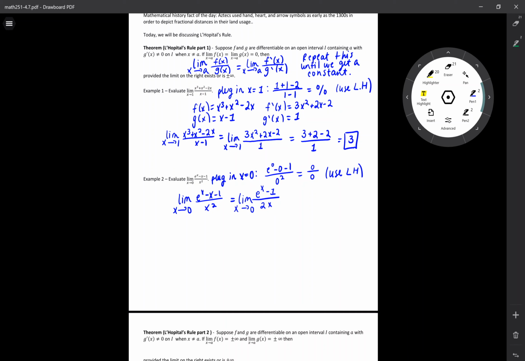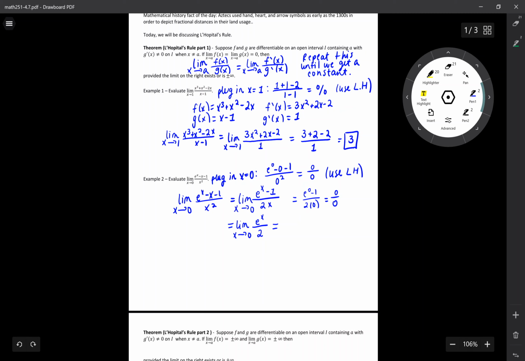Okay, what happens now if I plug in 0? Well, on the top here, I get e to the 0 minus 1 divided by 2 times 0. So here I still get 0 over 0. That tells me that I need to apply L'Hopital's rule again. So I take another derivative of the top and the bottom. So I will get the limit as x approaches 0 of e to the x over 2.